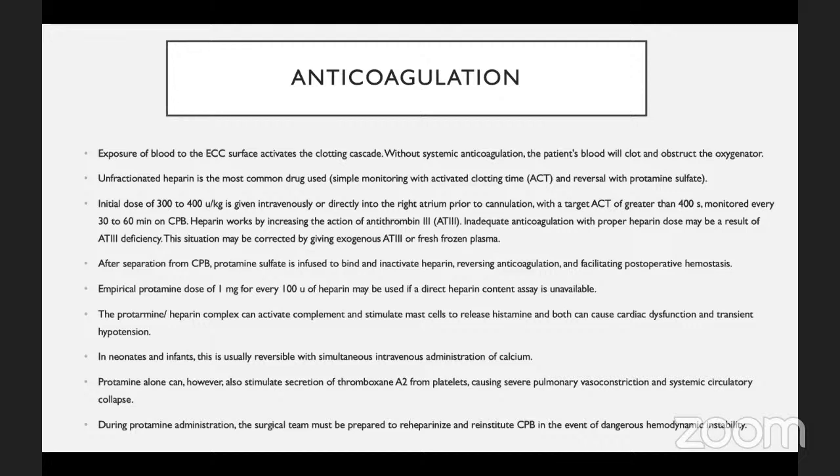Protamine alone can, however, also stimulate secretion of thromboxane A2 from the platelets, causing severe pulmonary vasoconstriction and systemic circulatory collapse. So during protamine administration, the surgical team must be prepared to reheparinize and reinstitute cardiopulmonary bypass in the event of dangerous hemodynamic instability.